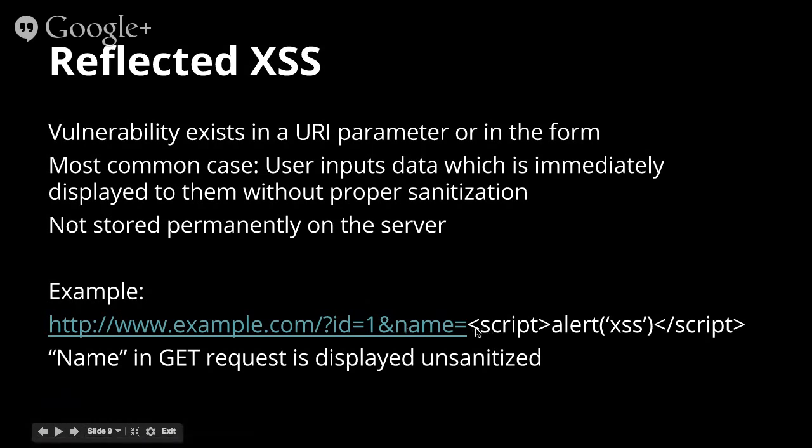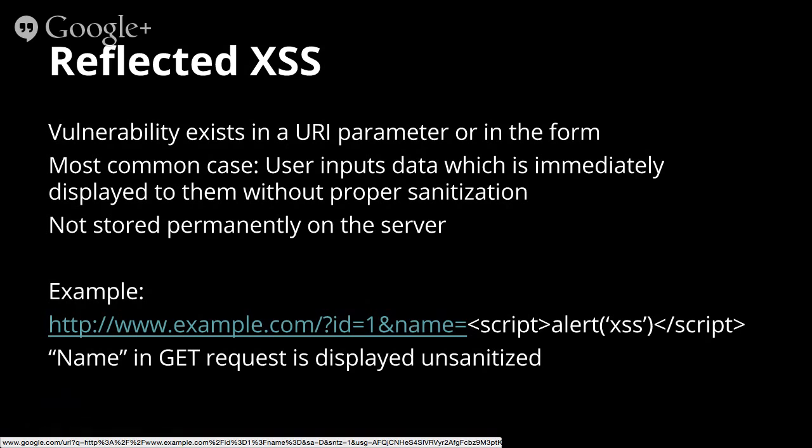Inside of this GET request, we have a parameter. This name variable is going to be processed on the page. If there's no input validation and it's actually displaying the value of name on the page, then it's going to run this script. This script doesn't really do anything. It just pops up an alert box that says cross-site scripting. But it's a proof of concept to show that you can inject a script into this web page, and now you can do any number of things.